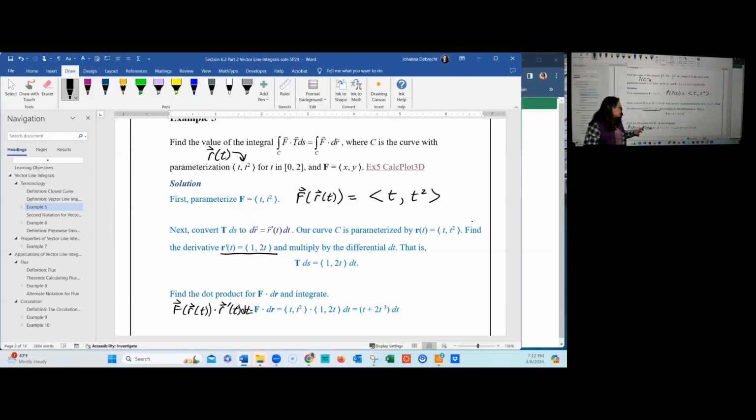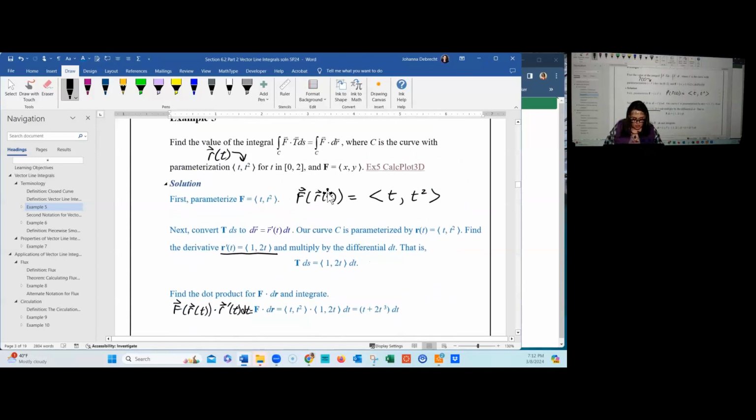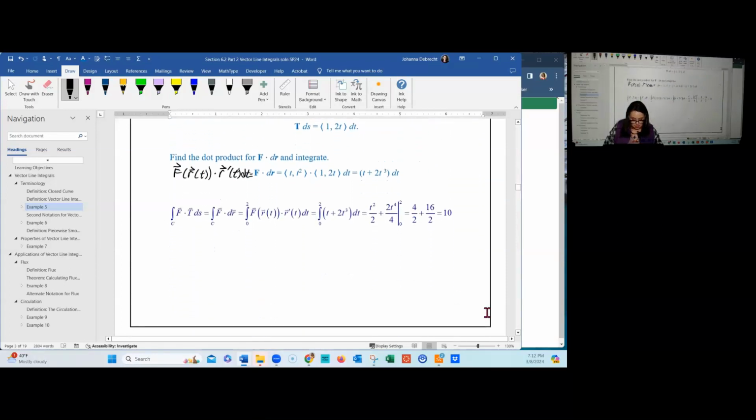In this case, F of r of t is ⟨t, t²⟩. r prime of t dt is ⟨1, 2t⟩ dt. And when we take the dot product of the two vectors, we get t plus 2t cubed, with the dt along as a factor. Now we're ready to integrate, and this time we integrate along t equal to a to b, which in our case is 0 to 2.